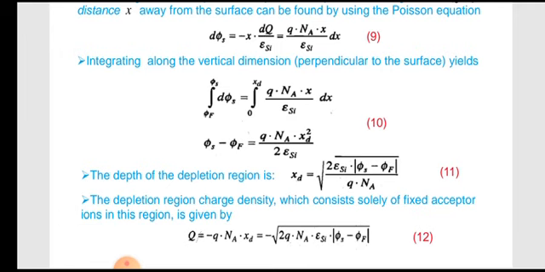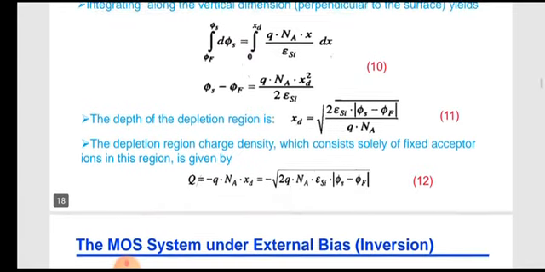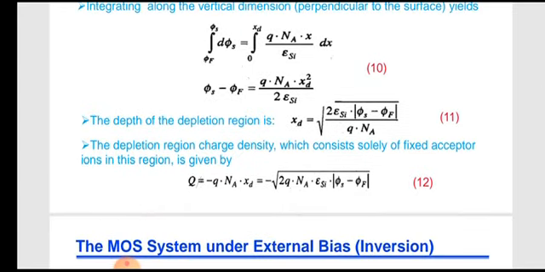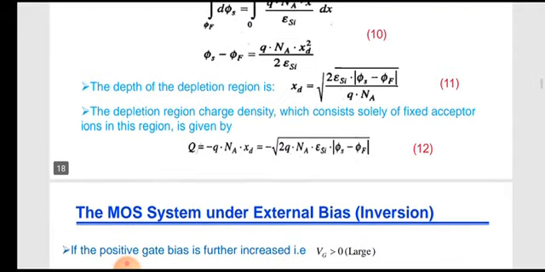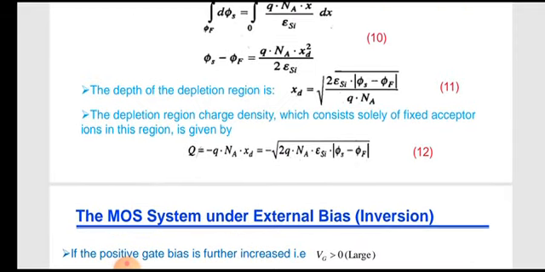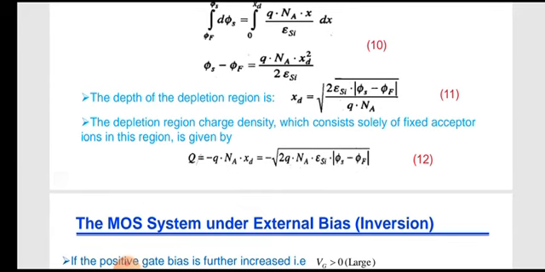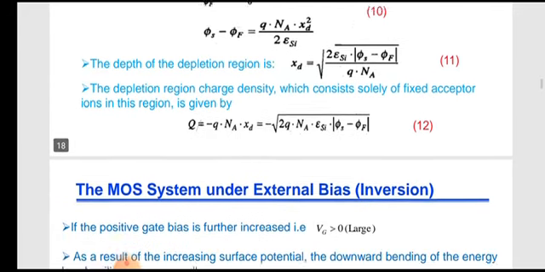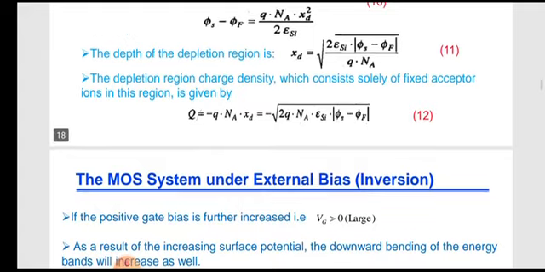So having a value of, according to equation number 11, and then the depletion region charge density, which consists solely of fixed acceptor ions in the region, is given by equation number 12.